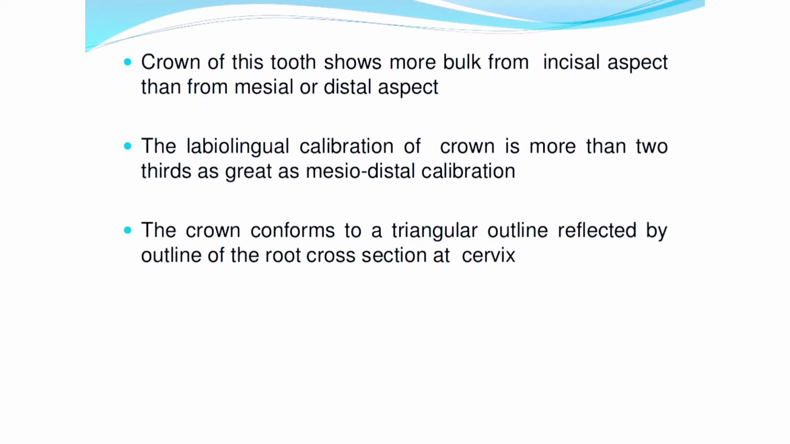The crown of this tooth shows more bulk from the incisal aspect than from the mesial or distal aspect. The labiolingual calibration of the crown is more than 2/3 as great as the mesiodistal calibration. The crown conforms to a triangular outline reflected by the outline of the root cross-section at the cervix.